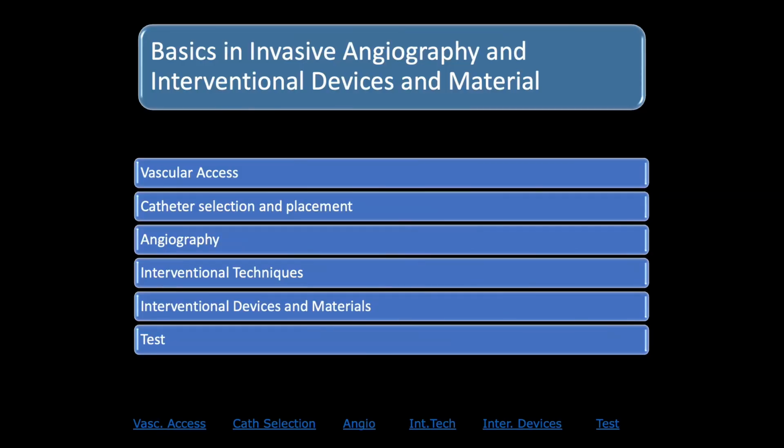We'll talk about vascular access, catheter selection and placement, where we have to place the catheter, and then what is angiography, different types of angiography, terminologies, interventional techniques. There are only two techniques in intervention, that is opening technique and closing technique. Two techniques. There is nothing else other than that.